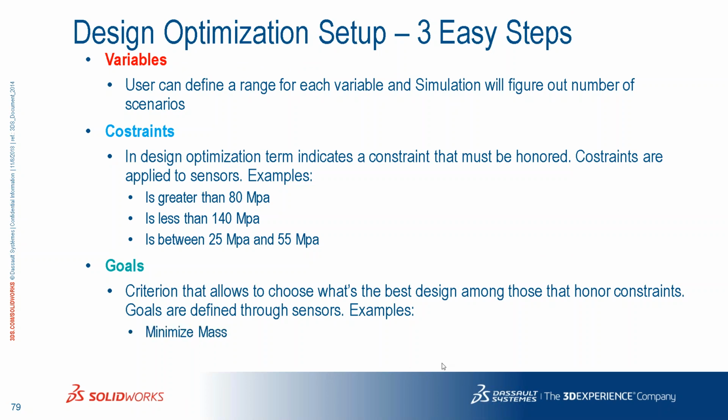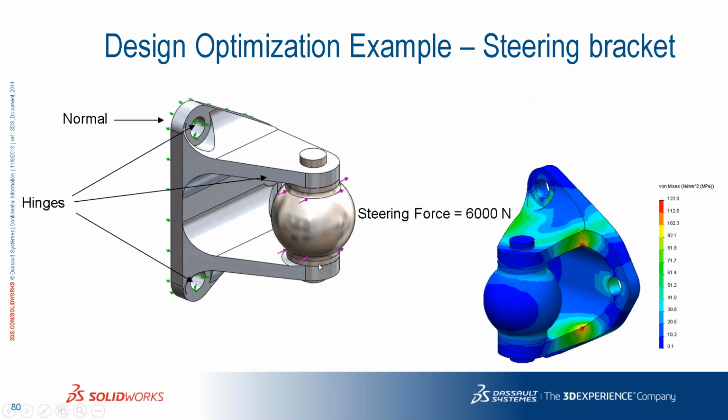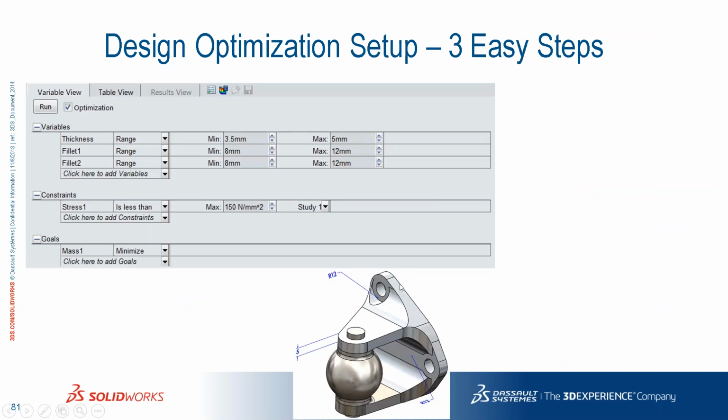In this case, for example, you can use minimize mass or maximize surface area for a thermal study, or target a specific value, which is very typically used for frequency studies. Let's make a practical example. In this steering bracket, you have a fixed constraint at the back, you have a side force, and you get this stress results. And you want to optimize this design by reducing the mass while keeping below 150 megapascals.